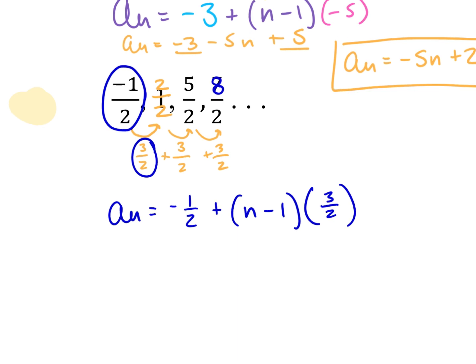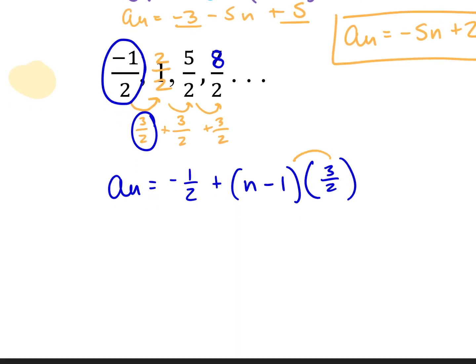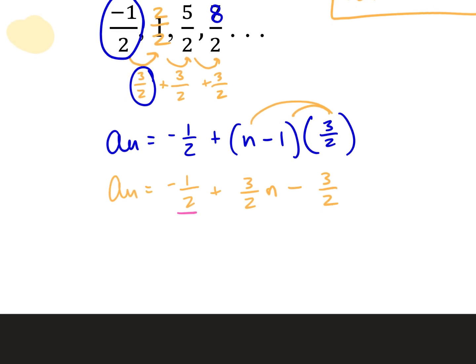How would I simplify? Distribute the 3 over 2. So a sub n is equal to negative 1/2 plus 3 over 2n minus 3 over 2. What would I do next? Combine like terms. So it's negative 1 over 2 minus 3 over 2. It would be negative 4 over 2, which is negative 2. So a sub n is equal to 3 over 2n minus 2.